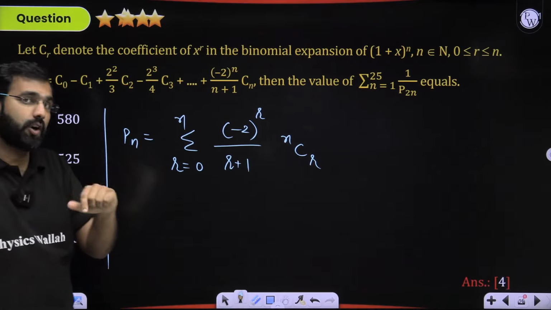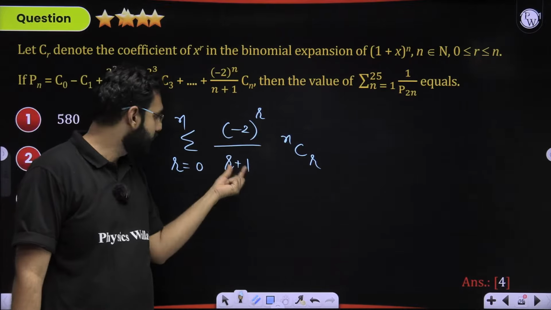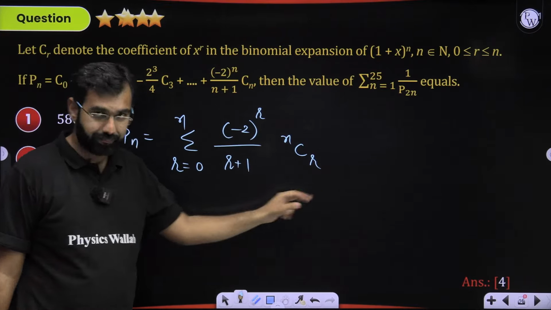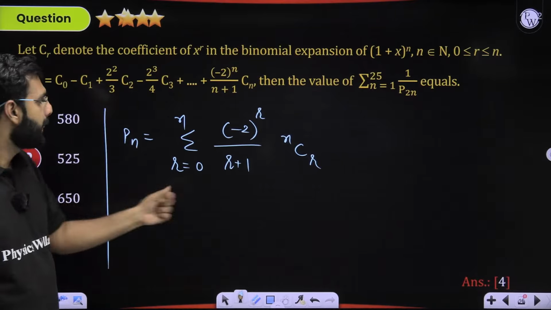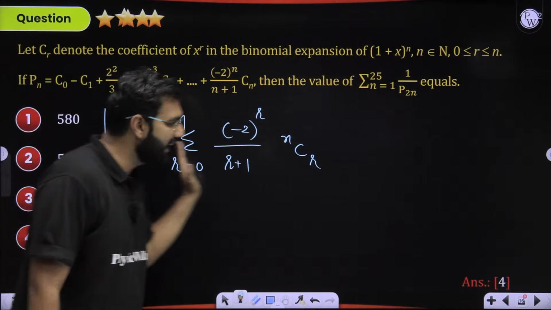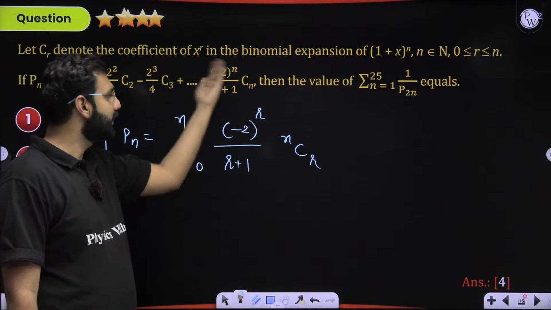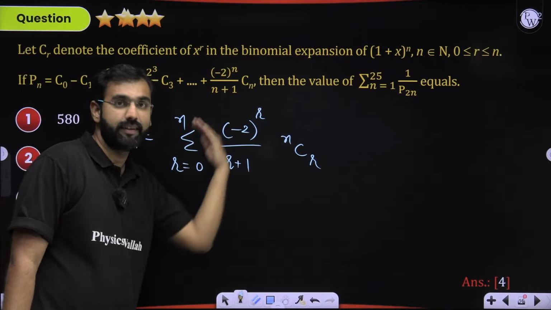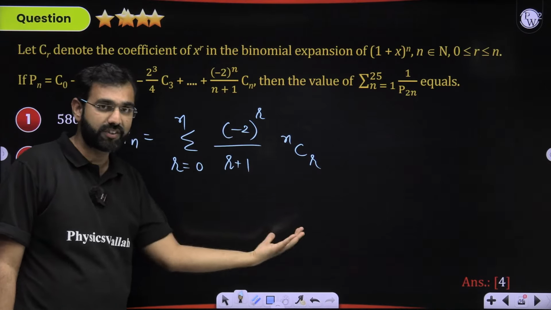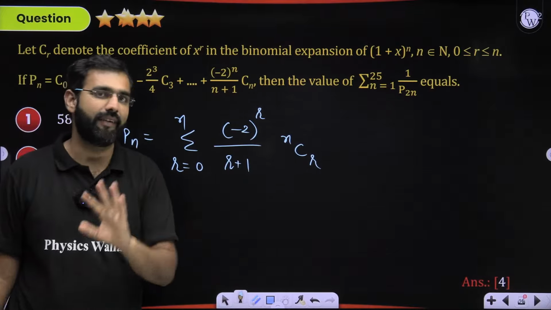Then let's talk about the next term. When I take r as 1, it is minus 2 to the power 1, divided by 2, so nC1 times minus 2 by 2, that is minus nC1. I hope you have realized that they have given us the nth term, and that helped us in generalizing the rth term. And once you have the rth term, I could write the summation. So we can write Pn like this.